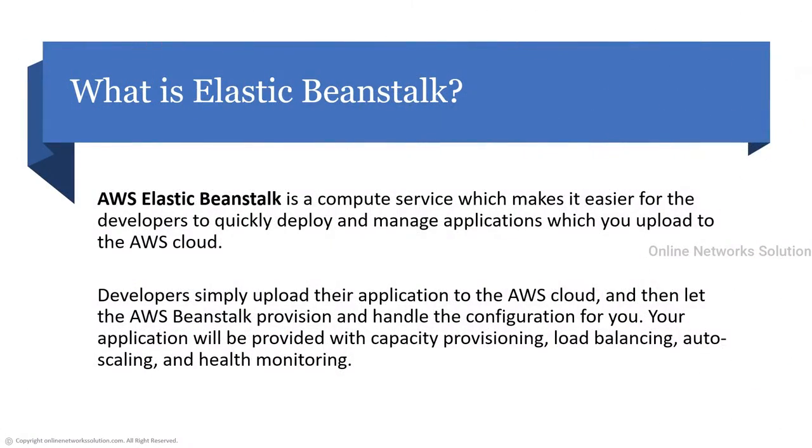So what is our first topic? What is Elastic Beanstalk? AWS Elastic Beanstalk is a compute service which makes it easier for the developer to quickly deploy and manage applications which you upload to the AWS cloud. Developers simply upload their application to the AWS cloud and then let AWS Beanstalk provision and handle the configuration for you. Your application will be provided with capacity provisioning, load balancing, auto scaling, and health monitoring.